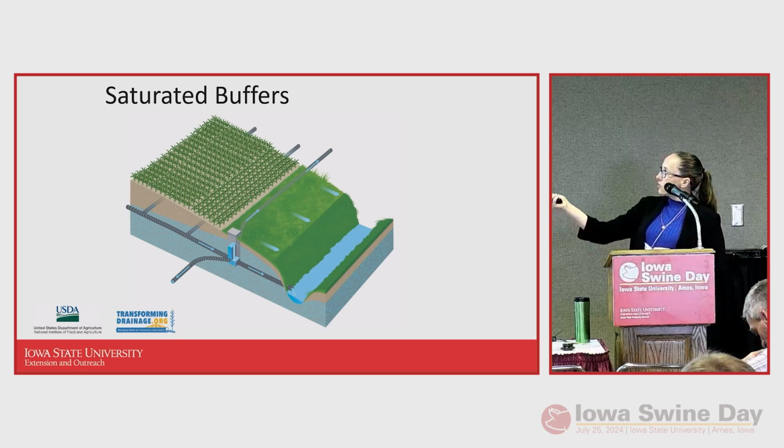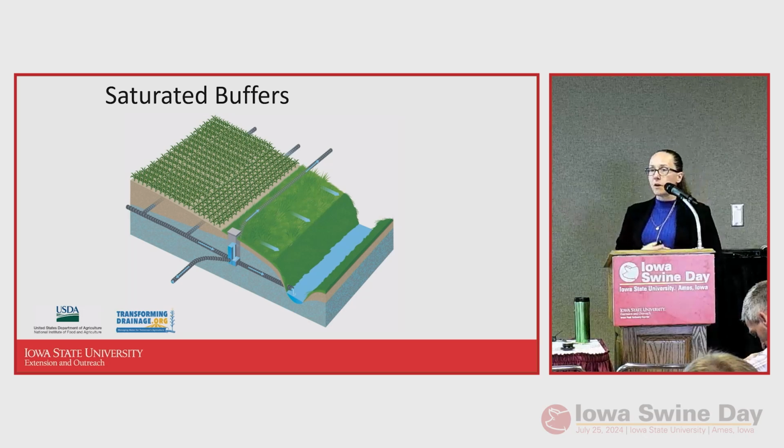And with these saturated buffers, what we do is we add in a control structure that diverts water from that main into perforated tile lines along this vegetated buffer next to our waterway. This water that gets diverted is going to slowly filter through the soil and move out to our stream system. As that water moves through the buffer, there are microorganisms, denitrifying bacteria in that soil that are going to take up the nitrate, convert it to nitrogen gas, which just then goes to the atmosphere.